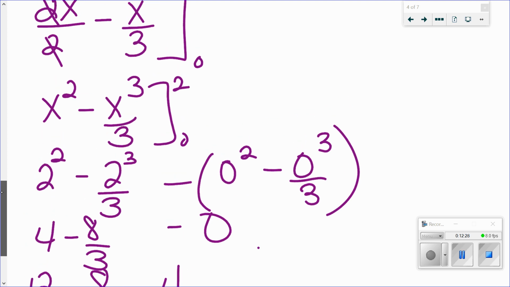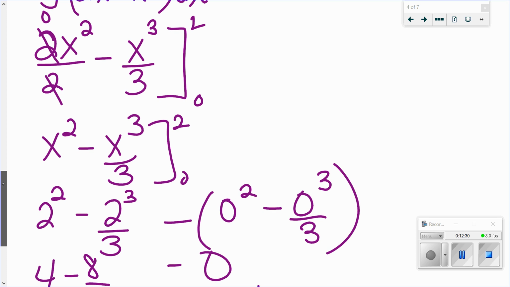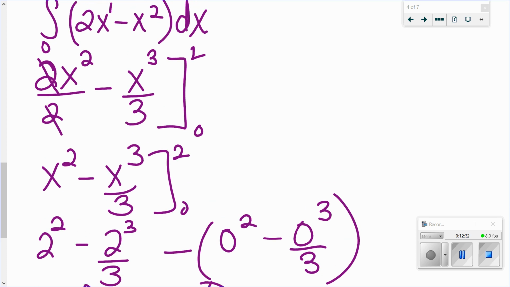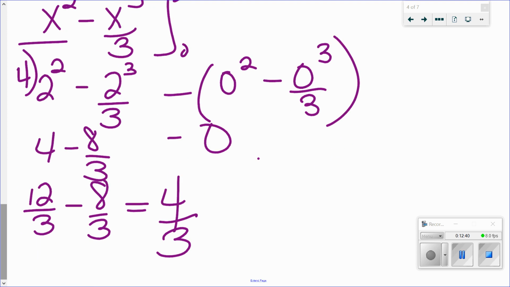Okay, let's pause for a minute. This was the end of step 3. When we start plugging the numbers in, I should have labeled that as step 4. So this last part was step 4, evaluating. The final answer, our area, is 4/3.